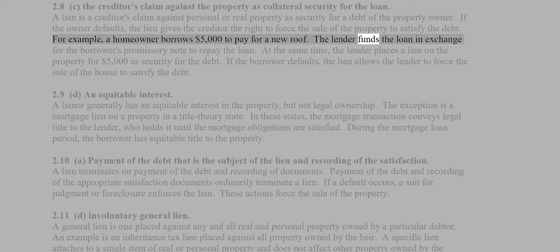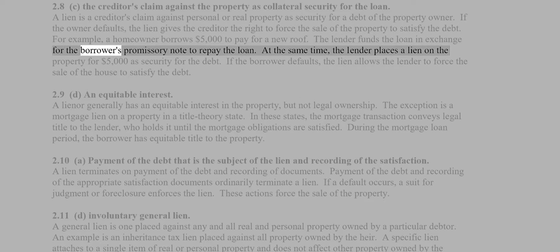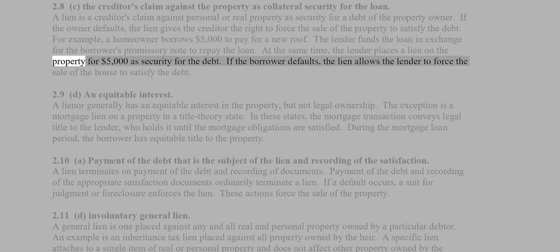The lender funds the loan in exchange for the borrower's promissory note to repay the loan. At the same time, the lender places a lien on the property for $5,000 as security for the debt. If the borrower defaults, the lien allows the lender to force the sale of the house to satisfy the debt.